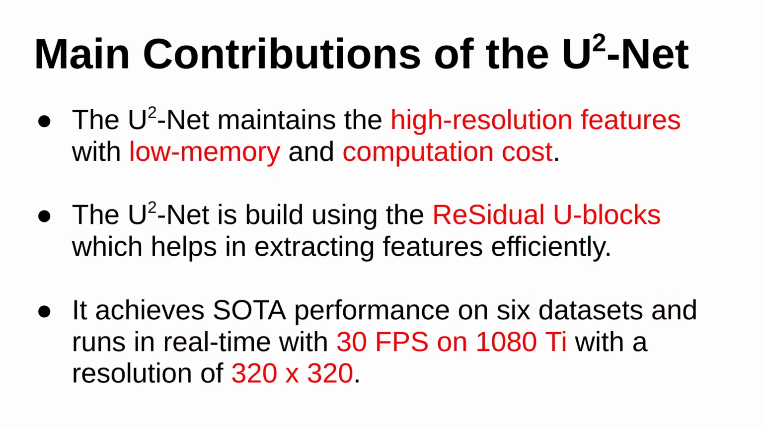Now, what are the main contributions of U2Net? U2Net maintains high resolution features with low memory and computation cost. Second, U2Net is built using the residual U-block, which helps in extracting features efficiently. The last is that U2Net achieves SOTA performance on 6 datasets and runs in real time at 30 FPS on a 1080 Ti with a resolution of 320 by 320.